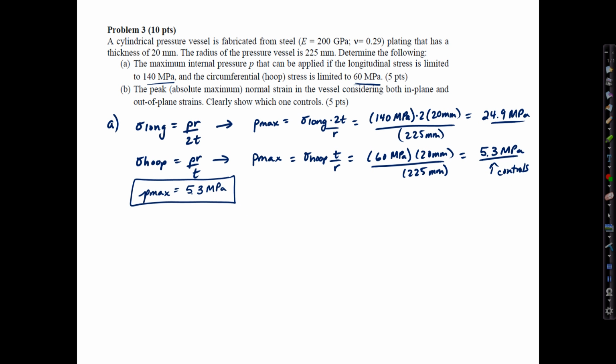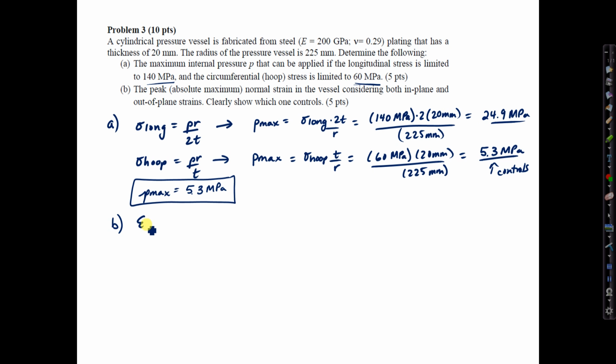Part B, the peak absolute maximum normal strain in the vessel, considering both in-plane and out-of-plane strains. So we're going to need to find absolute maximum normal strain. Clearly show which one controls. It's implicit in the problem that we want to use the controlling pressure from part A to solve for the maximum strain in part B.